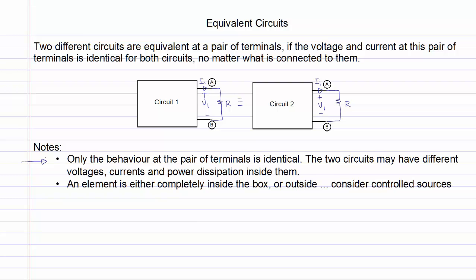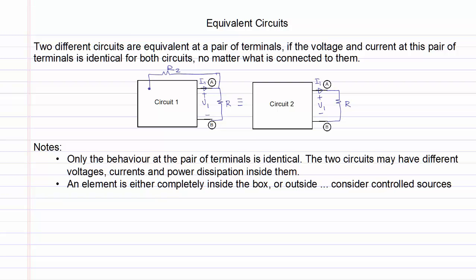We will also note some properties of these circuits. The first property is that only the behavior at the pair of terminals is identical. The two circuits may have different voltages, currents, and power dissipation inside them. The second property is that an element is either completely inside the box or outside the box, as shown above for both circuits. For example, we cannot have a resistor connected from inside of circuit 1 and then connected to the outside of that box.